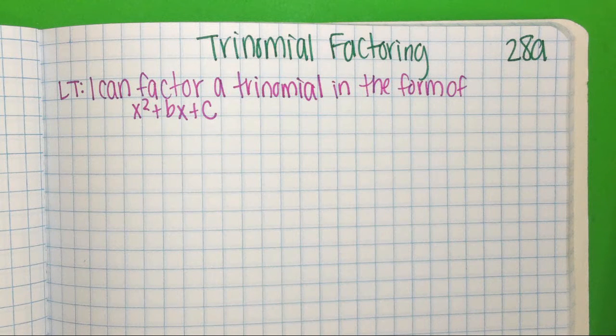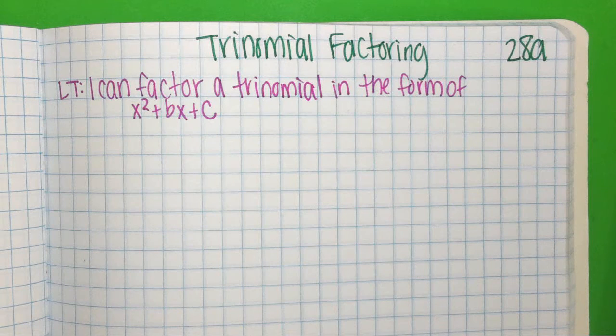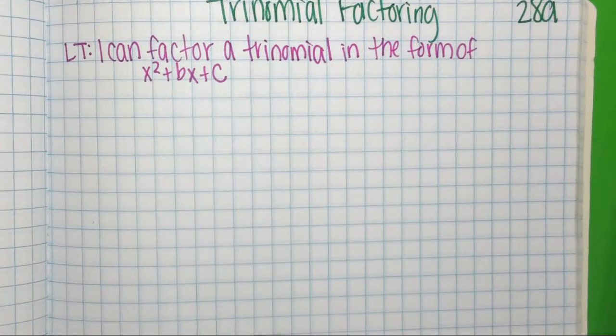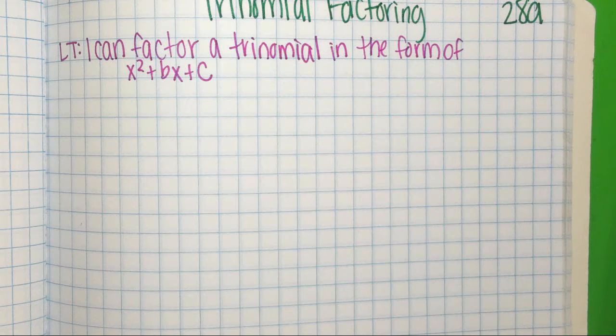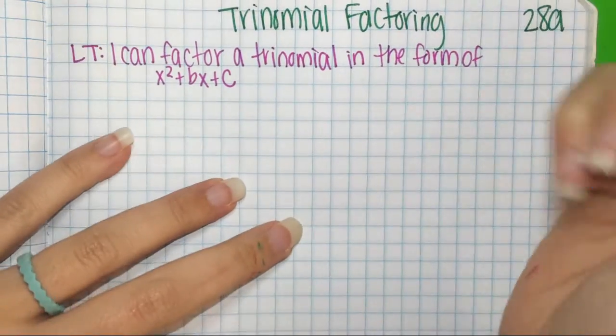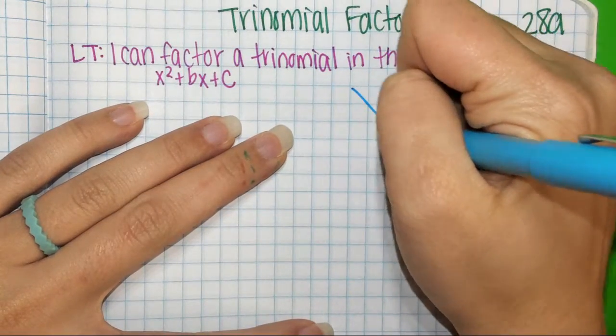Alright, so what we're going to be using is this great thing called the STAR method. And the STAR method is going to help us factor. And we're going to put our cell phones away. Alright, so what I want you to do is your star is going to look like this.